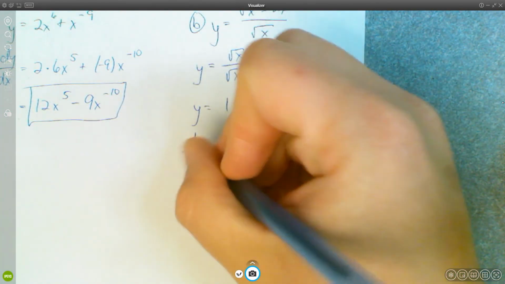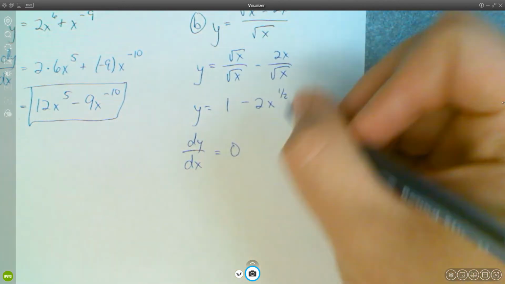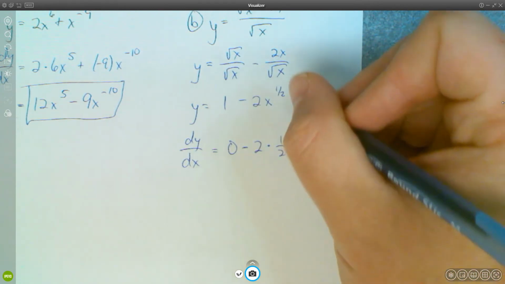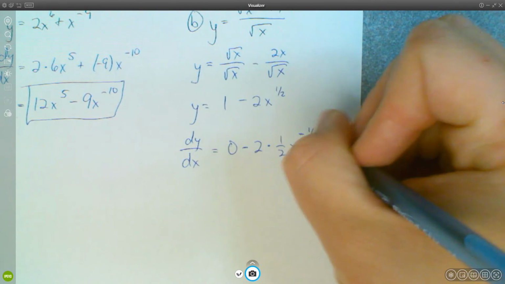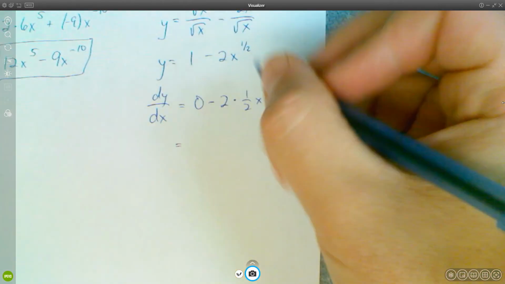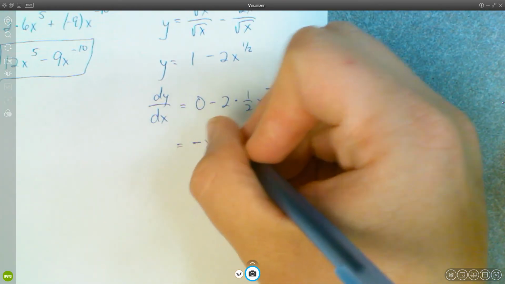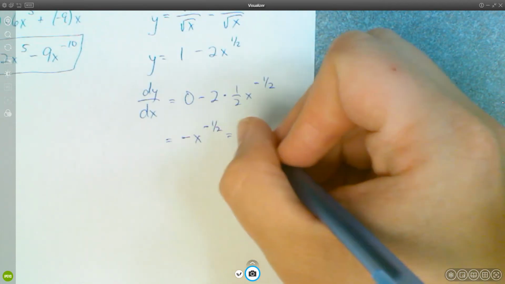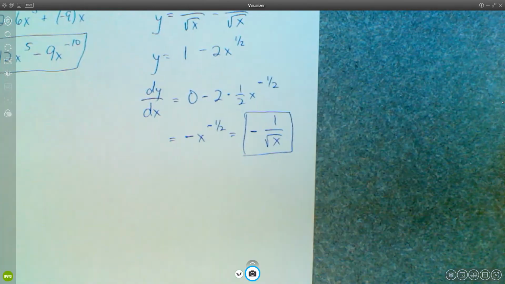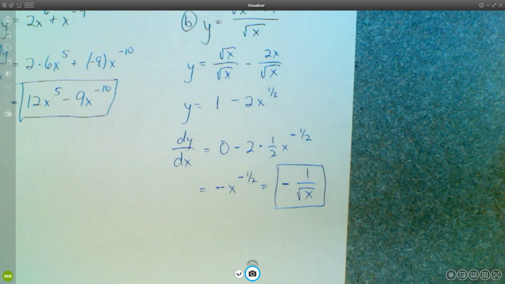So the derivative, dy dx, is going to be, well, the derivative of a constant is 0. And then this derivative is going to be 2 times 1/2 x to the 1/2 minus 1. That's negative 1/2. So we can clean that up a little bit. Negative 2 times 1/2 is negative 1. This is just negative x to the negative 1/2. Or if you prefer, you can think of it as negative 1 over square root of x. Okay? So there you go. That's that derivative.